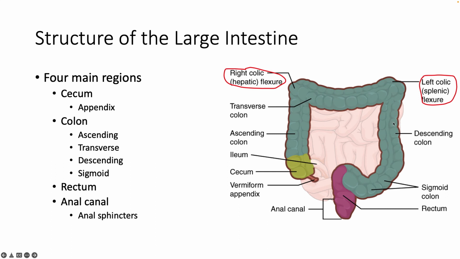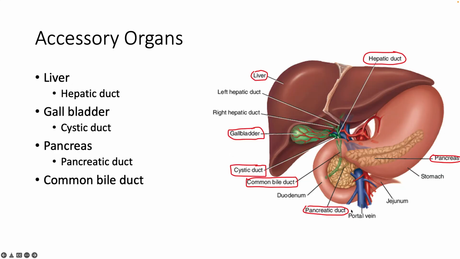Then we're going to go down via our descending colon. And then we're going to sigmoid our way back with our sigmoid colon, kind of like an S here. And then we're going to leave via the rectum and anal canal. And there are sphincters in the anal canal allowing us voluntary control of defecation over time.